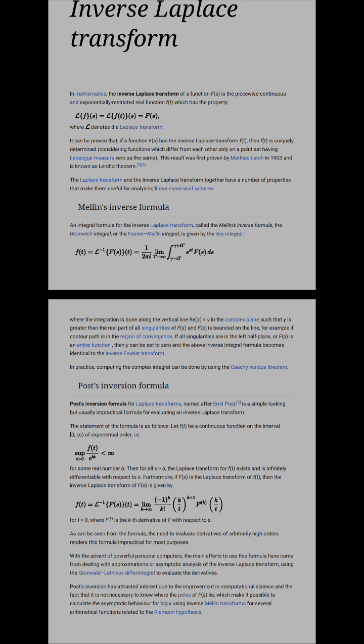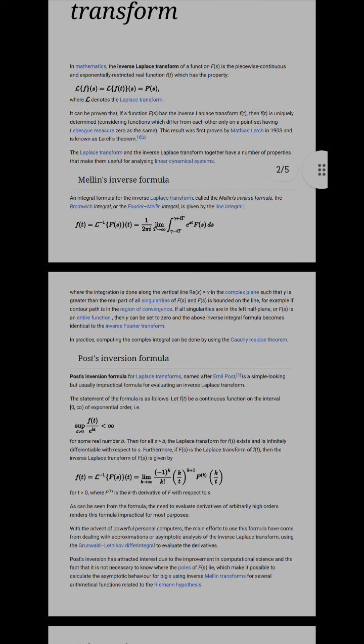For example, if the contour is in the region of convergence, if all singularities are in the left half plane or F(s) is an entire function, then γ can be set to 0 and the above inverse integration formula becomes identical to the inverse Fourier transform. In practice, computing the complex integral can be done by using the Cauchy residue theorem.